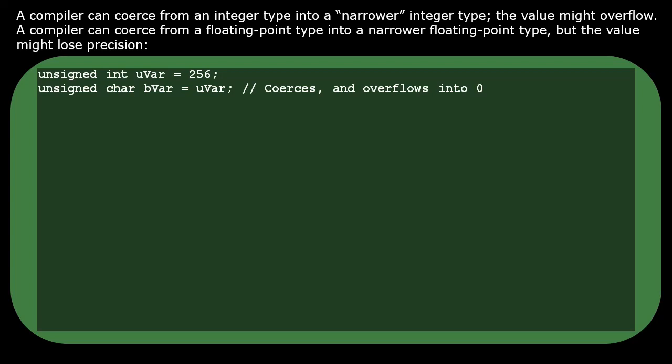The compiler can coerce from an integer type into a narrower integer type, but the value might overflow. The compiler can coerce from a floating point type into a narrower floating point type, but that value might lose precision.